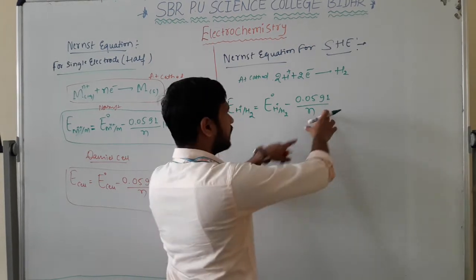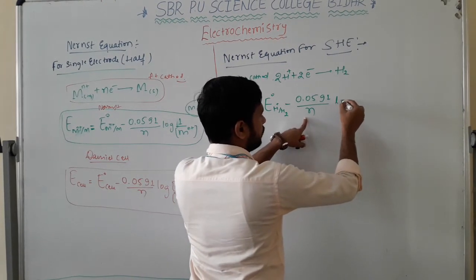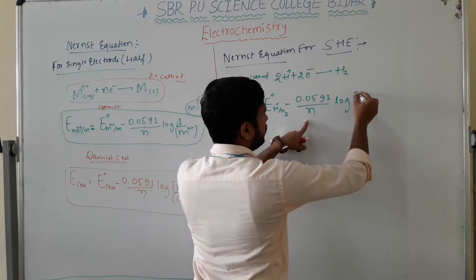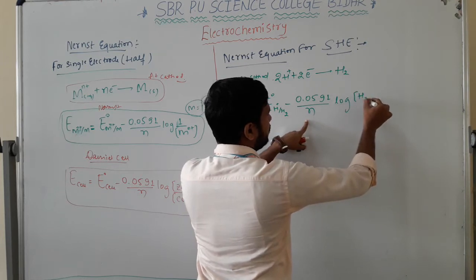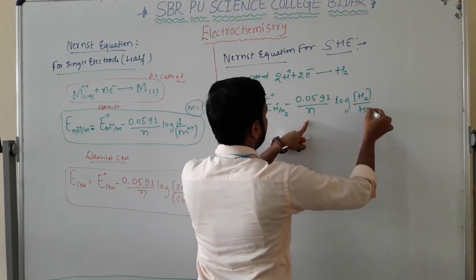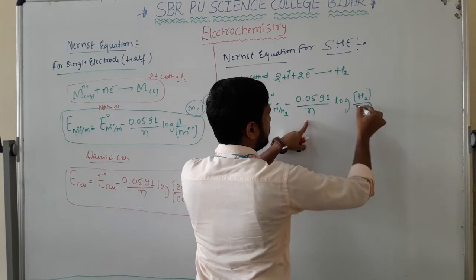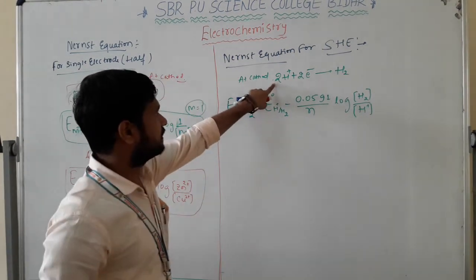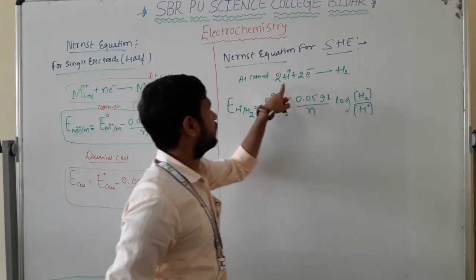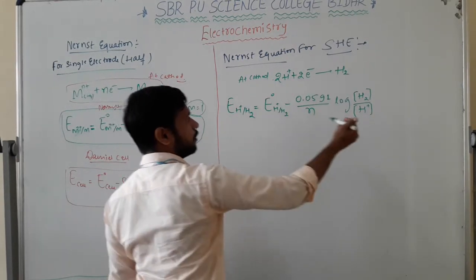First I will write the formula, later we will take the values. Log of, here this will be H2, and here will be H+. See, all of you, this 2 goes to the power. Where there is H2, this goes to the power.